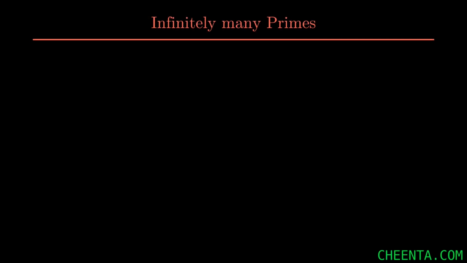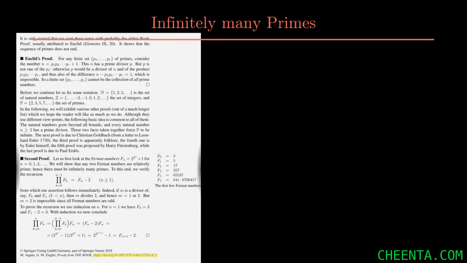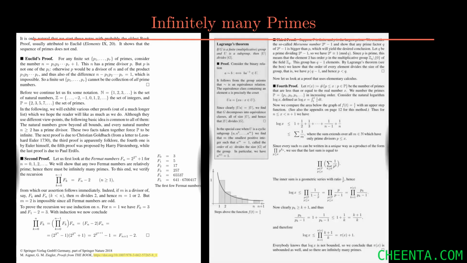As you know, there are infinitely many primes. But how can we prove it? Well, there are many proofs of this particular theorem. As you can see here are two proofs, and there are many more, like there are another two proofs. Among all of them, the most famous one is Euclid's proof, that is this one.